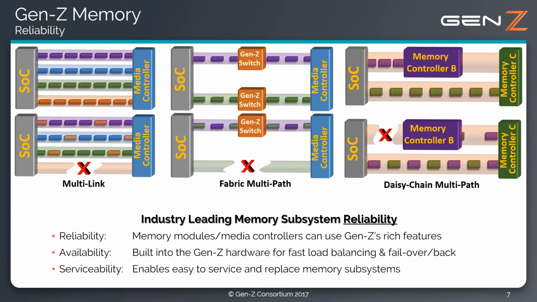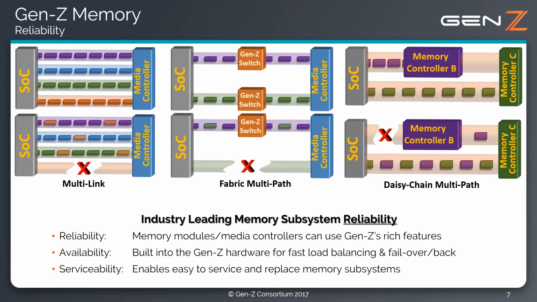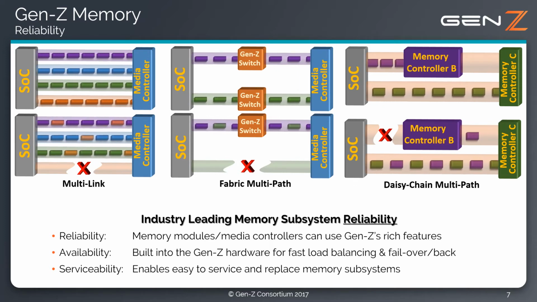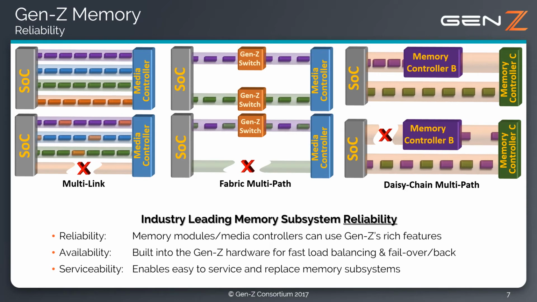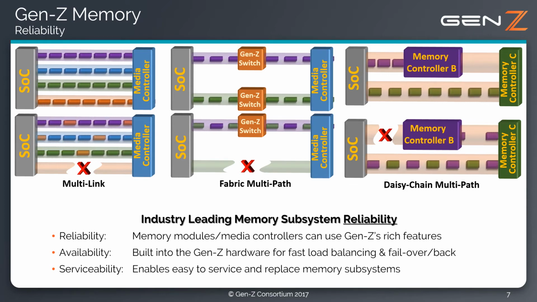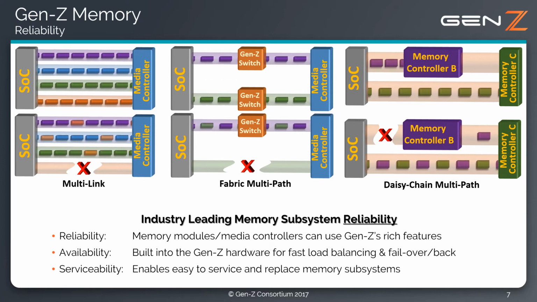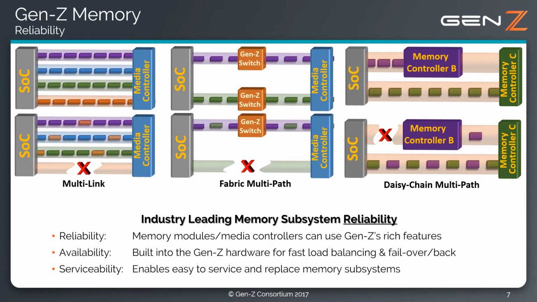Gen Z's multipath feature is similar to multi-link, but applies to an arbitrary path through a switched Gen Z fabric of any topology. The figure at the upper middle illustrates one or more links connected to one switch and one or more links connected to other switches. Now there are multiple paths between the components over which traffic traverses different switches.